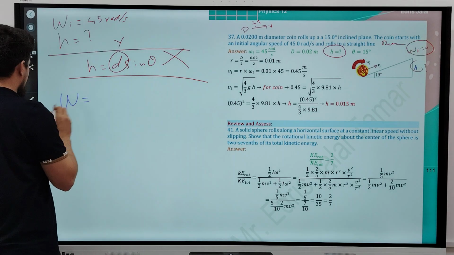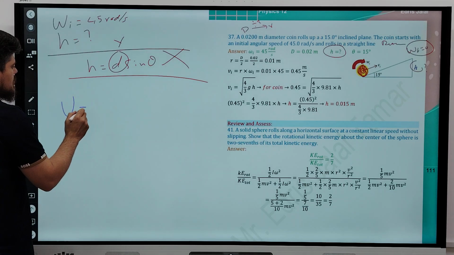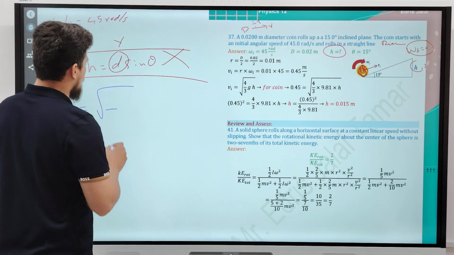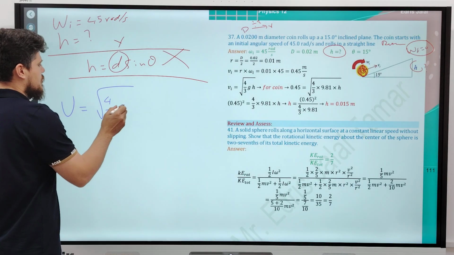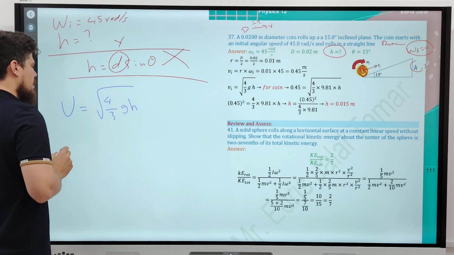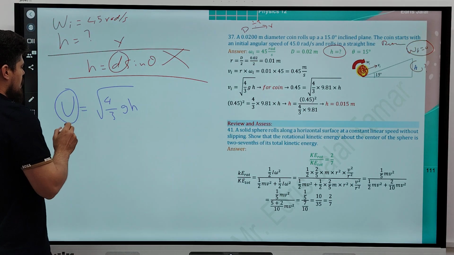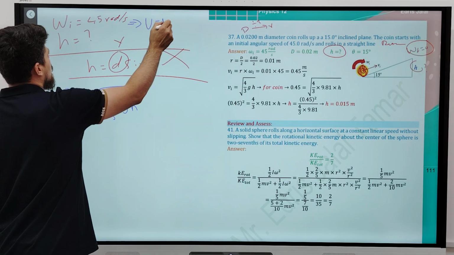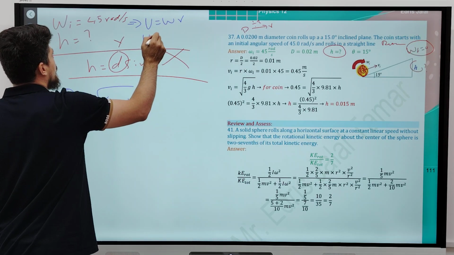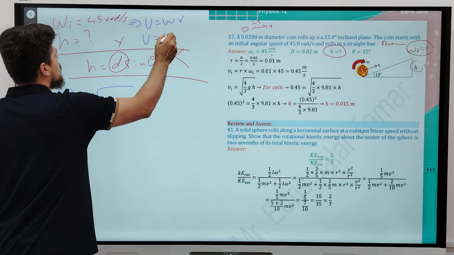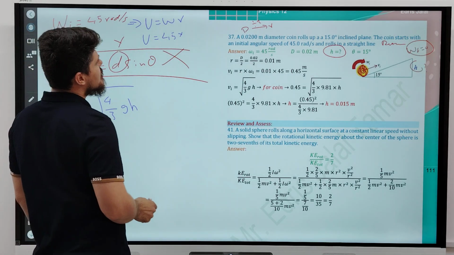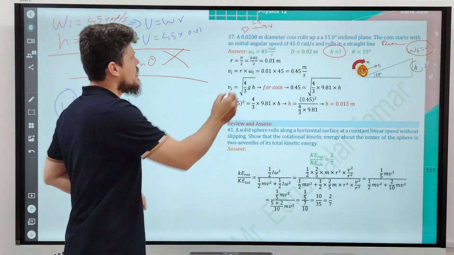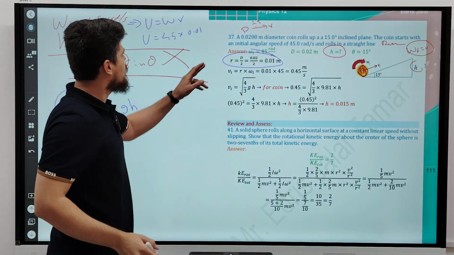Omega is equal to... V is equal to what? Because the coin is shaped as a disc, V = sqrt(4/3 GH). Do we have V? No. But instead of V, we have omega. V is equal to what? V is equal to omega R. Omega is 45. R was given as 0.01, you have to convert to radius. Okay. V is equal to what?